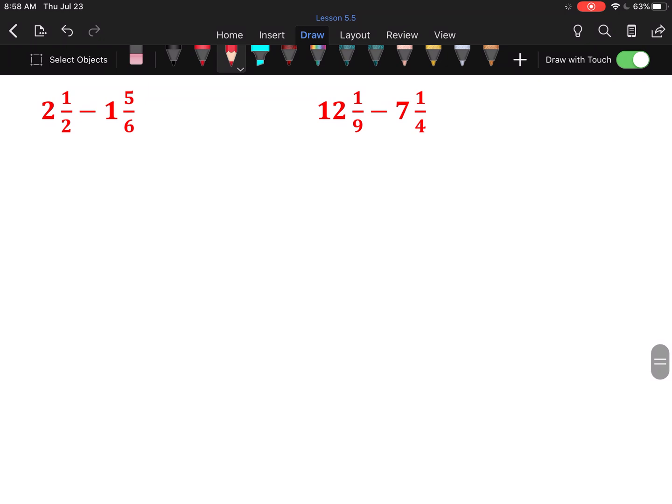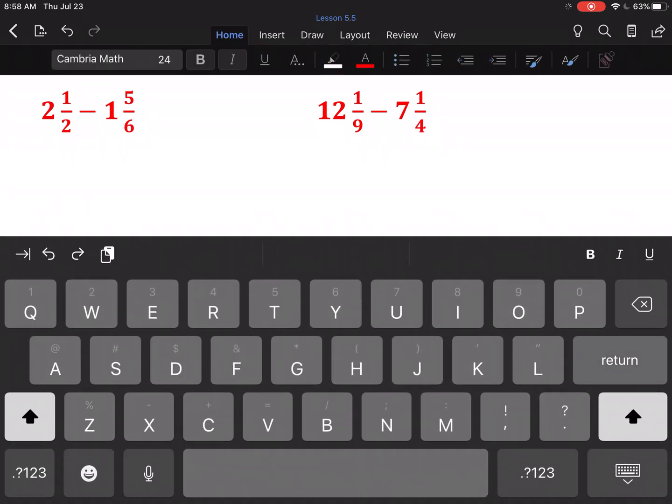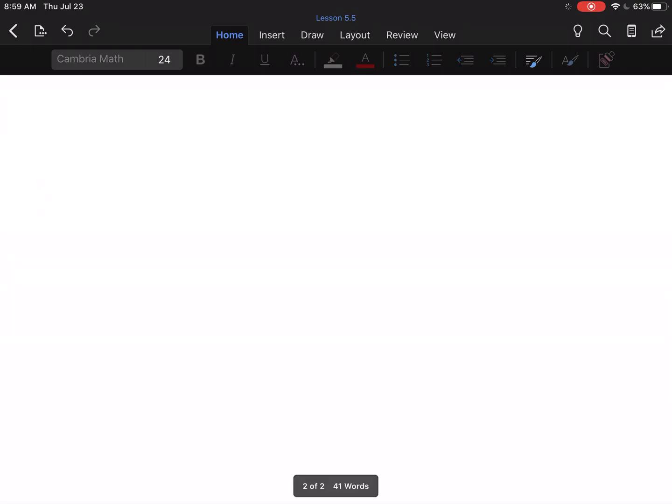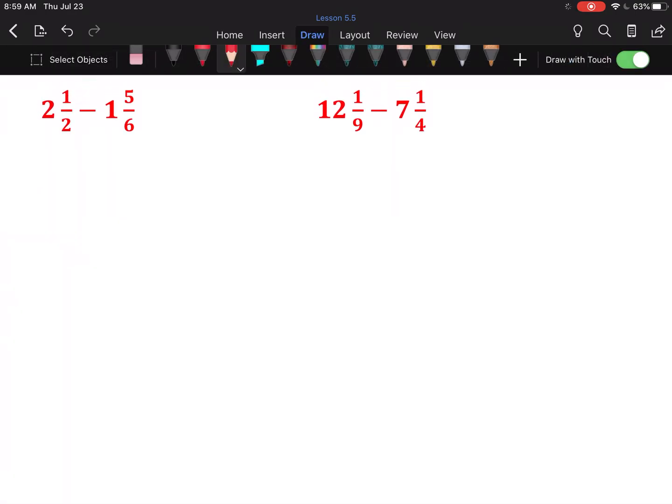Feel free to pause the video and actually attempt these on your own. I'm going to go ahead and get through solving them. Now we have 2 1/2 minus 1 and 5/6.